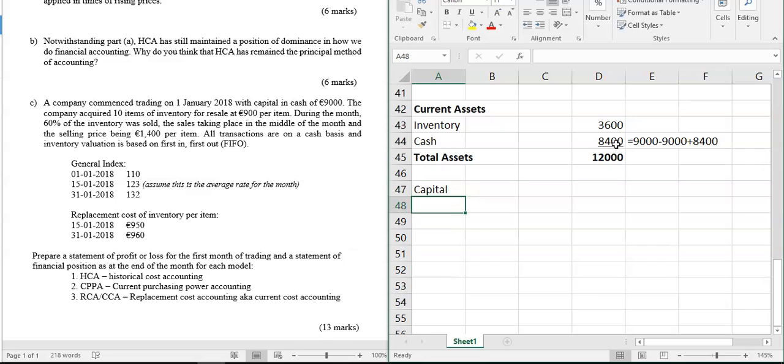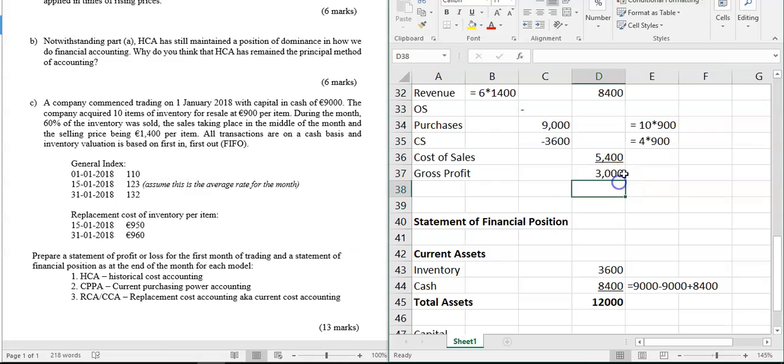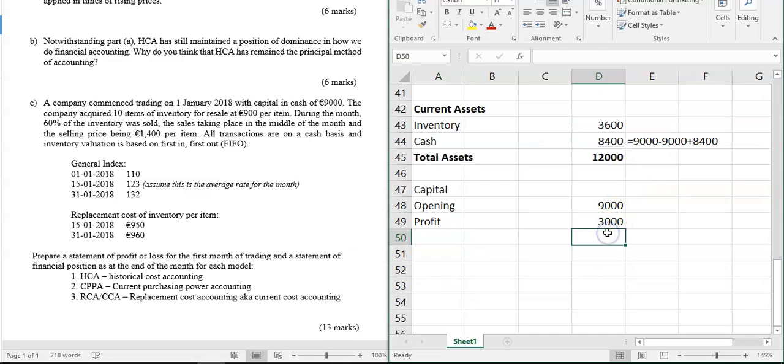So capital here, you have opening capital. We'll just call the capital the opening. The opening capital was 9,000. And you made profit, which is all distributable, of 3,000. And that is coming from the gross profit above. And that will balance then to your total capital with no liabilities of 12,000.